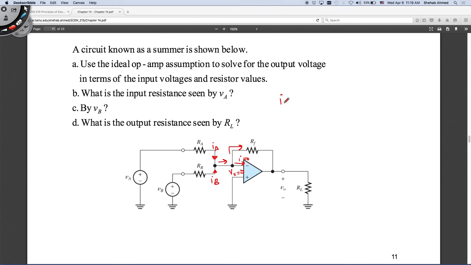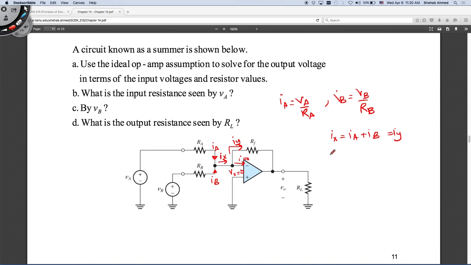So what is IA equal to? VA over RA. What is IB equal to? VB over RB. So this current IX here is equal to IA plus IB. IX is also equal to this IY. So IX here is equal to IY.